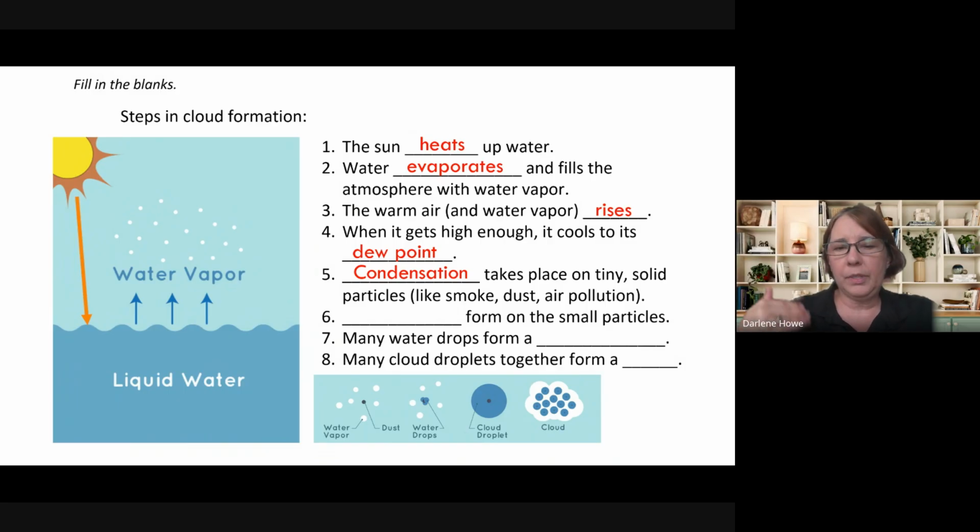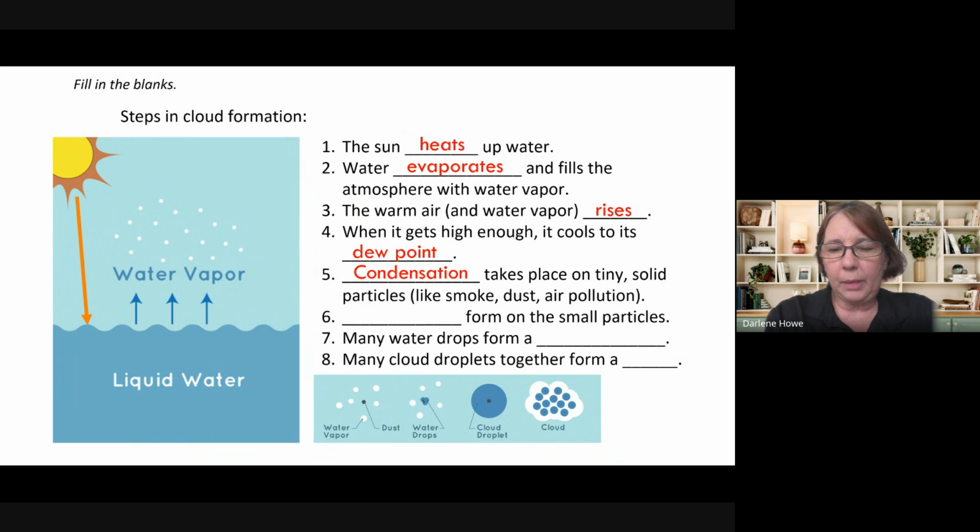Okay, so number 5, condensation takes place on tiny solid particles like smoke, dust, air pollution, and we could just go on and on and on. There's all kinds of things floating around in the air. But condensation can't just happen out of nothing. It has to find a little speck of something to adhere to, because that little tiny water droplet needs to hang on to something out in the atmosphere.